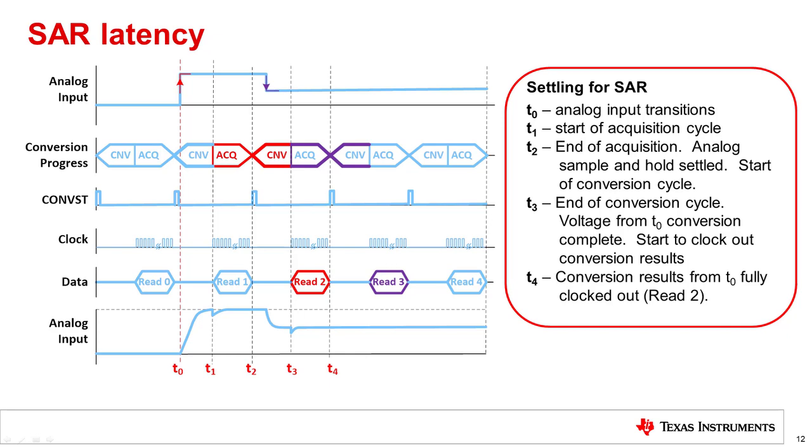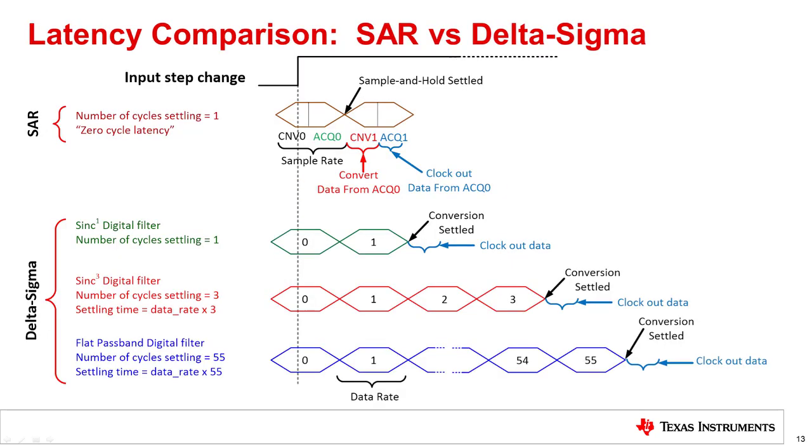Keep in mind, however, all converters will have some conversion delay, and also some time is required to read the conversion result from the converter. This slide summarizes the 4 different cases that we considered in this video. Notice that the shortest latency is the SAR converter, followed closely by the delta sigma with the Sync1 filter. The delta sigma with a flat passband filter has the highest latency at 55 conversion cycles.